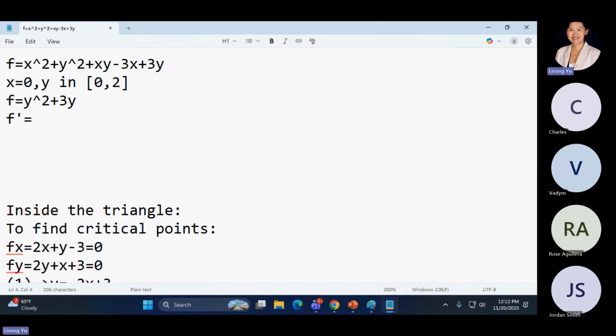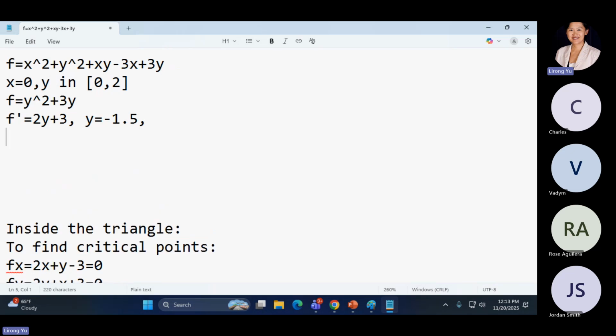With that, we have the derivative, which is 2y plus 3. And then we have a critical point. The critical point of this will be y equal to negative, when you set the derivative to 0, so it's negative 1.5, which is not in the interval, so the maximum can only happen at 0 or 2. So when y equal to 0, we have f equal to 0, right? We're trying to find the maximum of this function. And then when y equal to 2, that's the other endpoint of the interval.